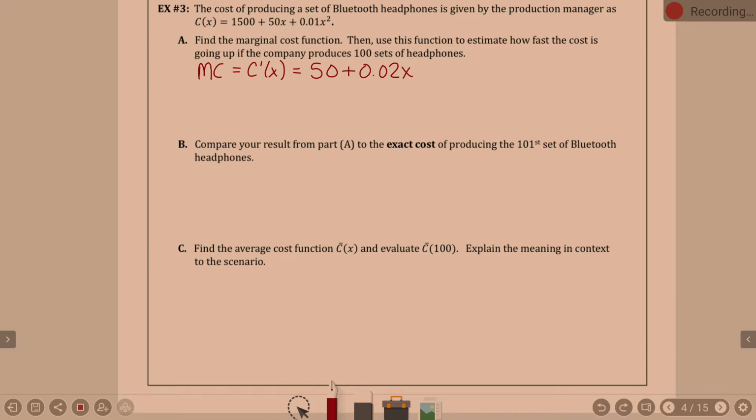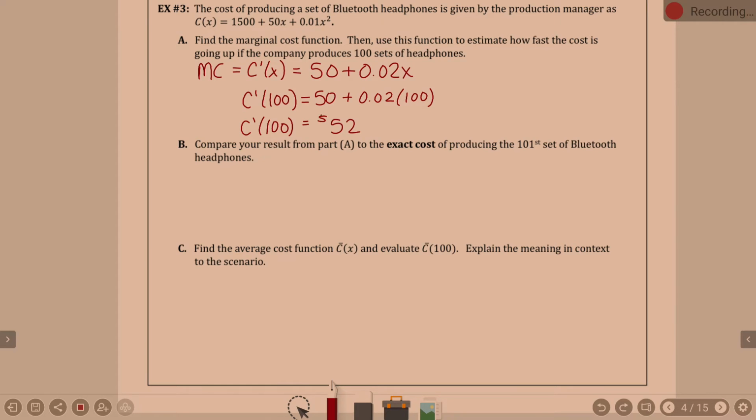Then it says, use this function to estimate how fast the cost is going up if the company produces 100 sets of headphones. So now what am I doing? 100 per x. Yeah, I'm plugging in 100. So at this point, we've already found the equation, so I would probably just do it by hand, because 2 hundredths times 100 is going to be 2, plus the 50 is going to make it 52. That was going to be my question. 52 what? Dollars.